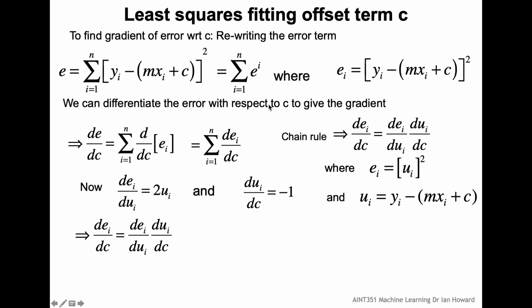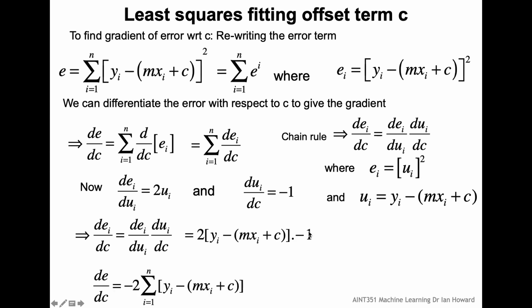Then all we need to do is put all our terms together to get the dE/dc. So we're going to multiply this expression by this expression here. We substitute in again the 2 times the ui, so that's this yi minus mxi plus c, times minus 1 there, right?